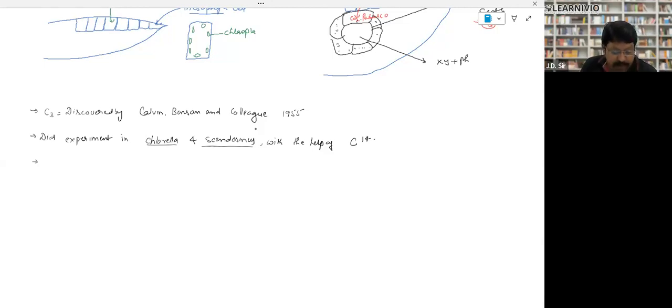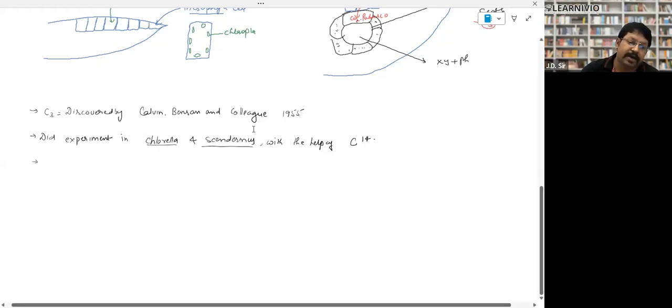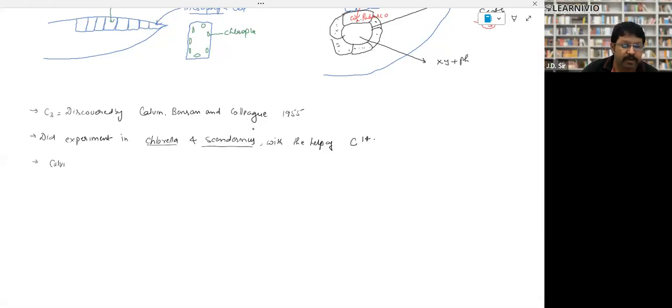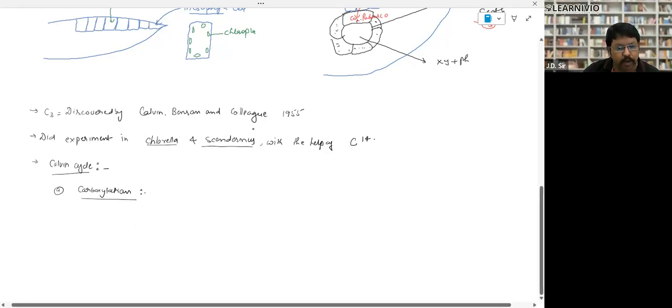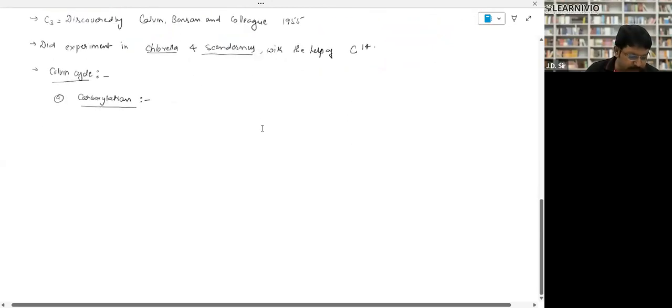Look, next point. Calvin cycle occurs in all photosynthetic plants. It can be divided into three steps. First one, carboxylation. You have to write down the answer in the same way I am explaining to you, right?